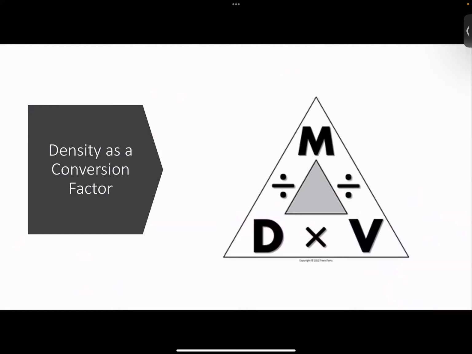Mass is density times volume. Volume is mass divided by the density. But you want to know what else you could do? You could follow your units. It's just another dimensional analysis. You can follow your units. But some people like the density triangle, so I give you both.